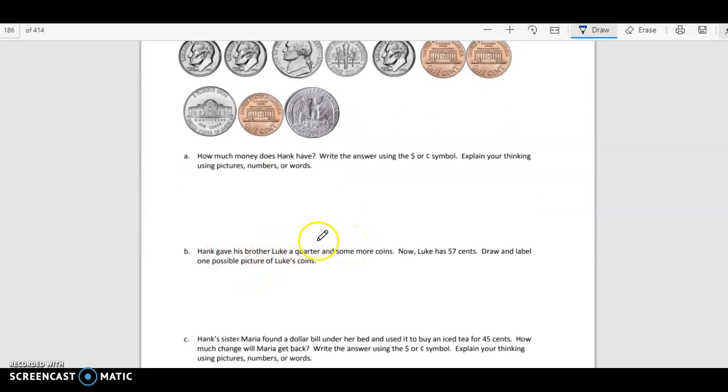Hank gave his brother Luke a quarter and some more coins. Now Luke has 57 cents. Draw and label one possible picture of Luke's coins. Okay, so you'll draw the coins here and label them with, like if it was a quarter, I would put the 25 in the middle. Okay, I'm not saying that's the answer, but that's how I would label all your coins.